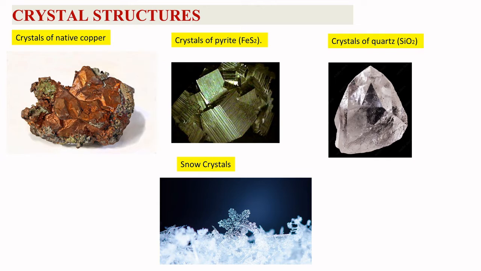Now I will show you some crystal structures. You can see a model of atoms bonded together, which is nothing but a crystal. Billions of atoms are tied together. This is a representation of native copper, pyrite FeS2, quartz, and a snow crystal. These are a few representations to give a glimpse of crystals.